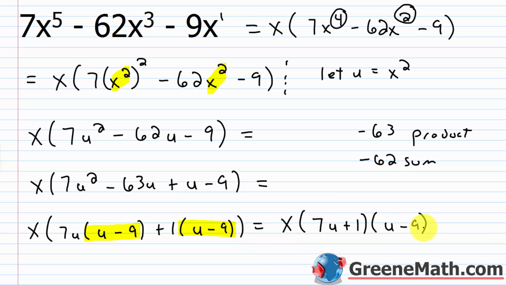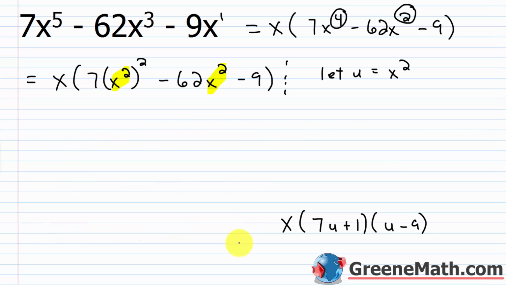Okay? So let me erase all of this. We don't need it anymore. So now I'm just going to do some back substituting. I'm going to put this as equal to x times the quantity 7 times, u is going to be x squared, plus 1, and then times, for u I'm going to have x squared, and then minus 9.